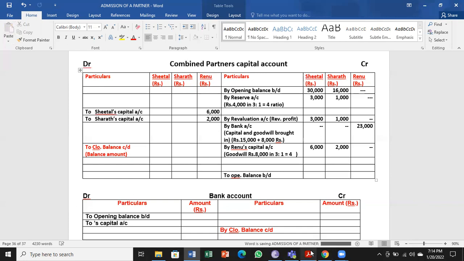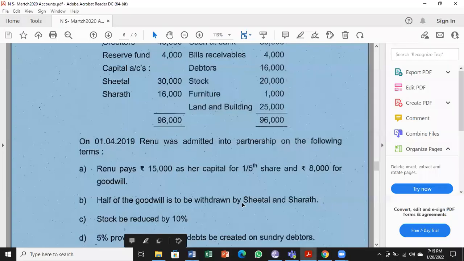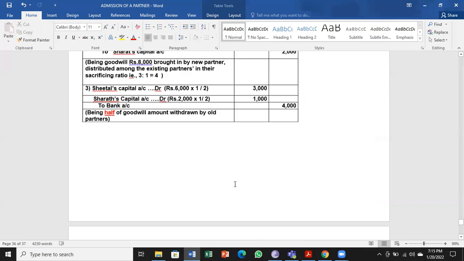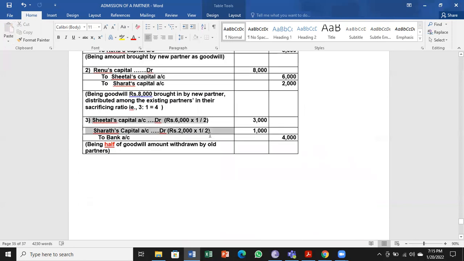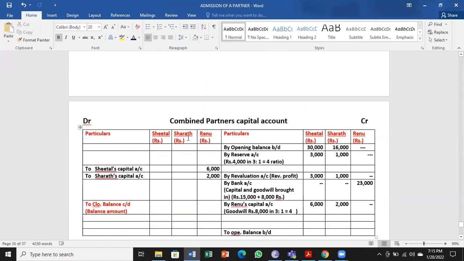The next part of that is half of the goodwill withdrawn. For that we have an entry here. Sheetal's capital account debtor, Sharath's capital account debtor to bank account. So Sheetal's capital account and Sharath's capital account debtor, I have to go for to bank account. So the narration, if I give there, is: half of goodwill is withdrawn.